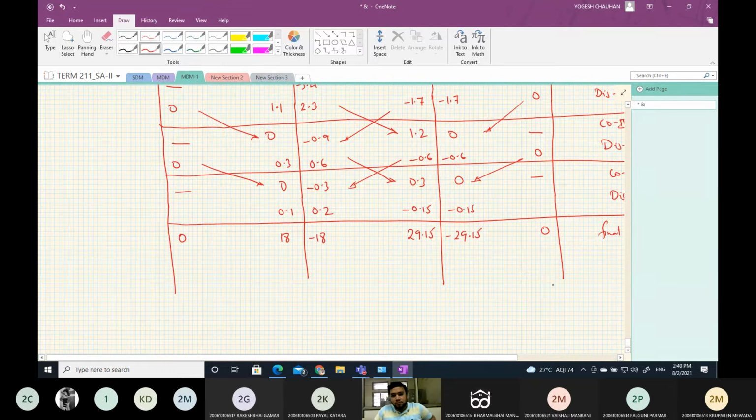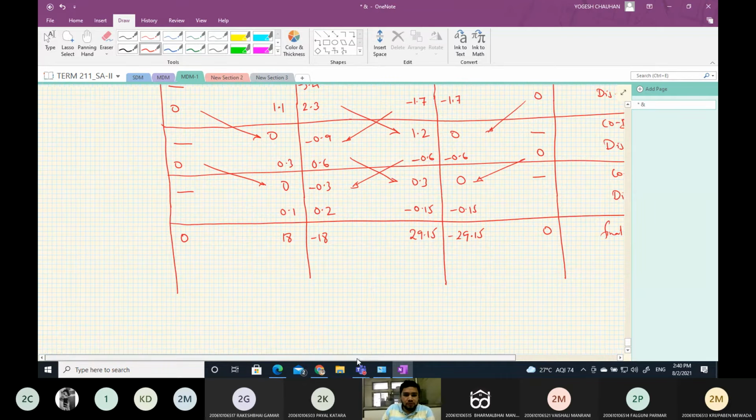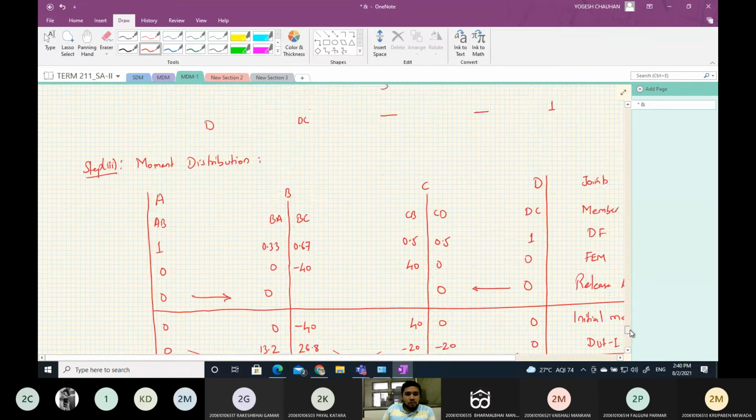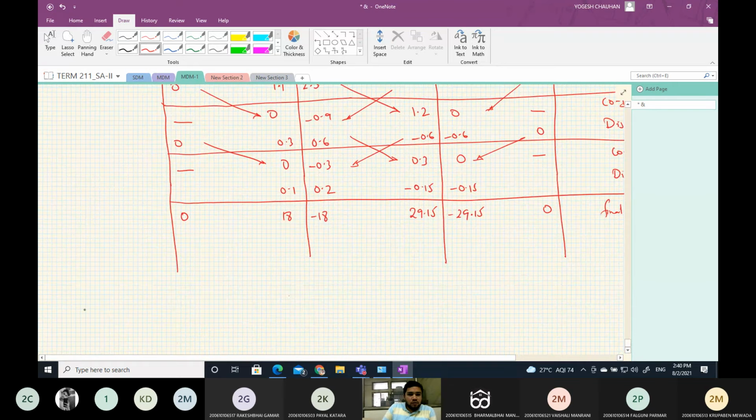Just verify these values. You can take more precise values. Here I have taken the values up to 1 decimal. You can take it to 2 or 3 decimals. You will get more precise final moments. Now you have the final moments.